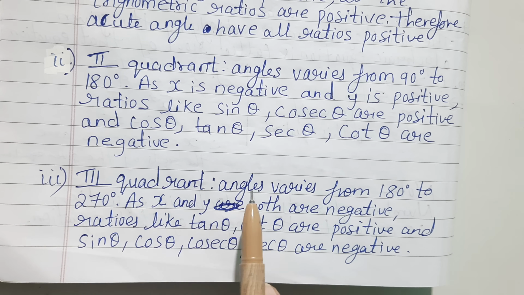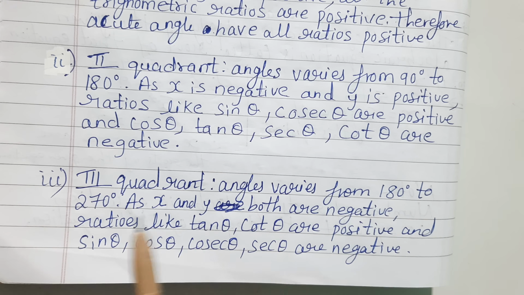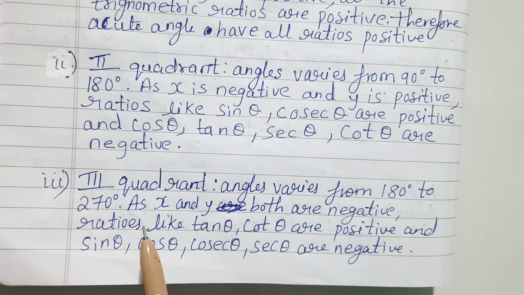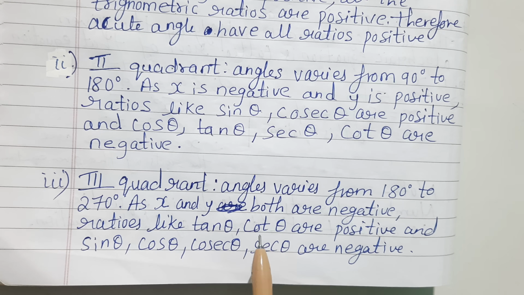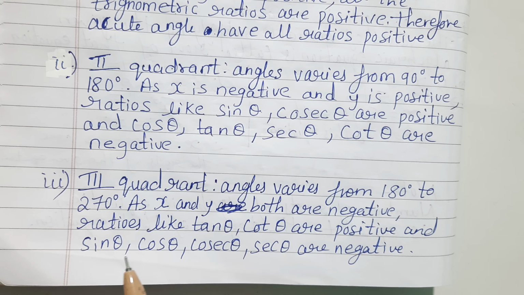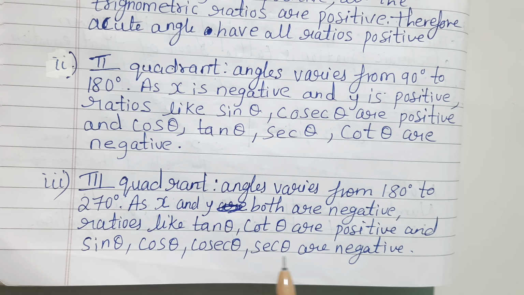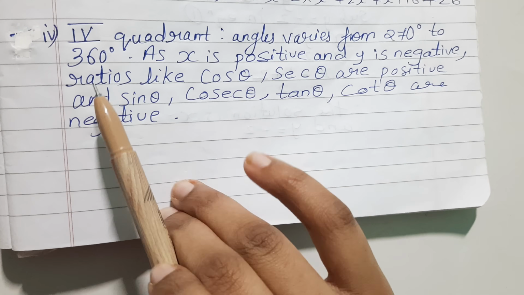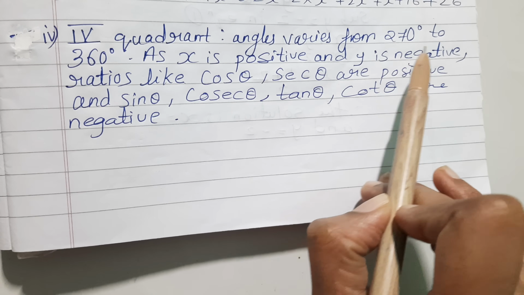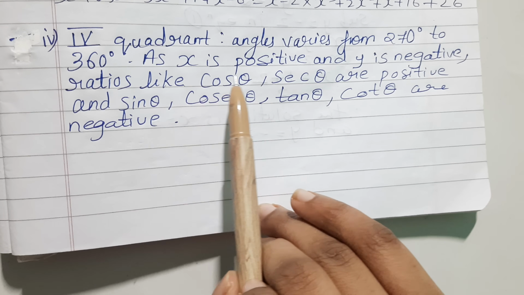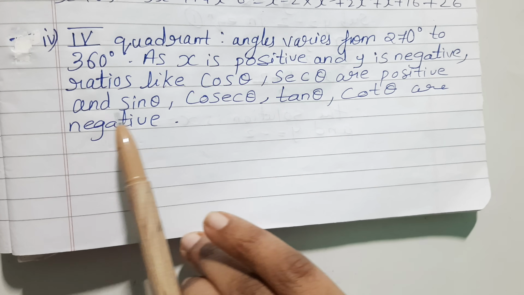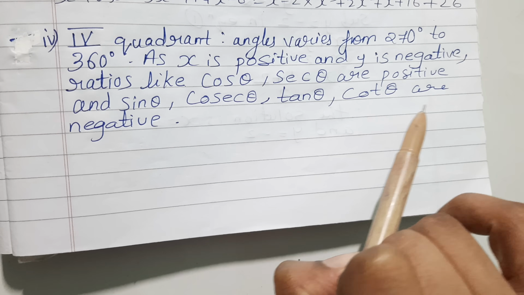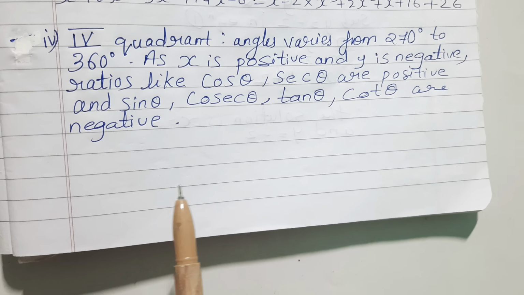Third quadrant: angles vary from 180 to 270 degrees, as x and y both are negative. Ratios like tan theta, cot theta are positive and sin theta, cos theta, cosec theta, sec theta are negative. Okay, now let us discuss the fourth quadrant. Angles vary from 270 degrees to 360 degrees, as x is positive and y is negative. Ratios like cos theta, sec theta are positive and sin theta, cosec theta, tan theta, cot theta are negative.